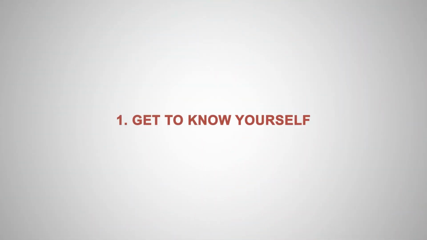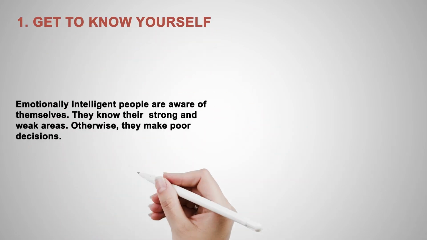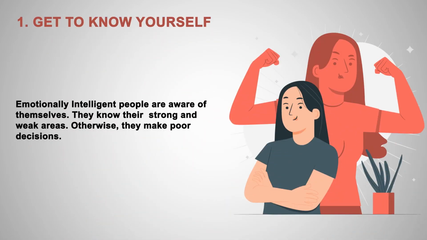1. Get to know yourself. Emotionally intelligent people are aware of themselves. They know their strong and weak areas. Otherwise, they make poor decisions.